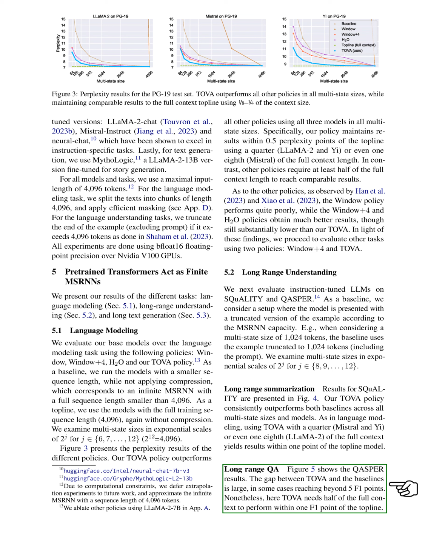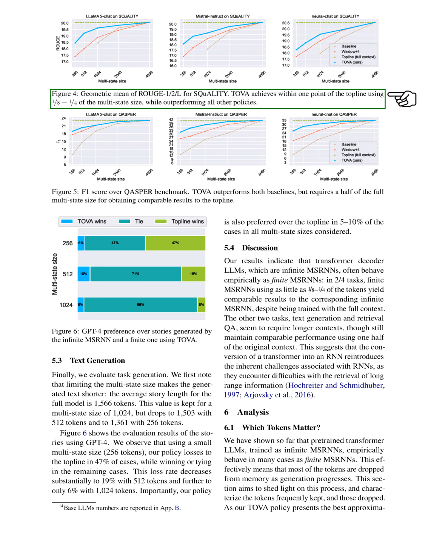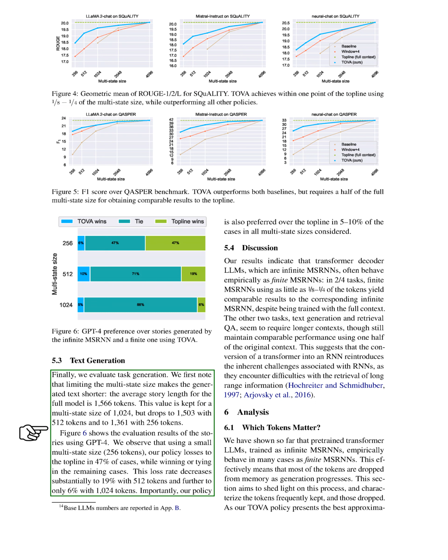In text generation, we found that limiting the multi-state size resulted in shorter generated text. For example, the average story length for the full model was 1,566 tokens, but this dropped to 1,361 with 256 tokens. Using a small multi-state size, 256 tokens, our policy lost to the top benchmark in 47% of cases, but this loss rate decreased to 19% with 512 tokens and further to only 6% with 1,024 tokens.